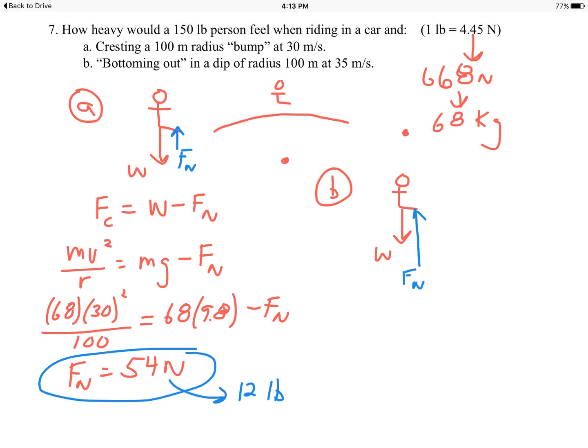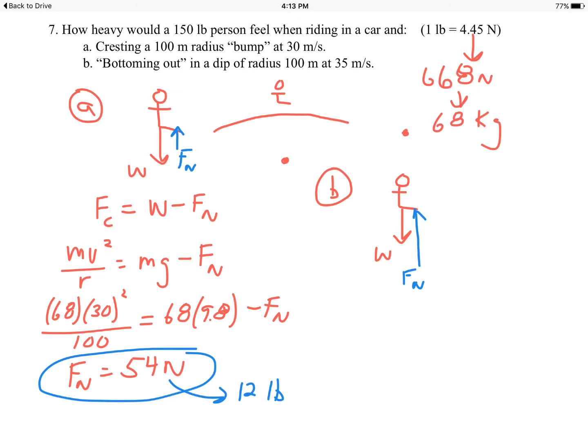You may need to think about this and ask me questions if you're confused. But the net force has to be towards the center of the circle. F sub n has to be bigger than the weight. And F sub n is what you feel like you weigh. Your actual weight doesn't change because that's based on gravity and the Earth's force of pull pulling on you.